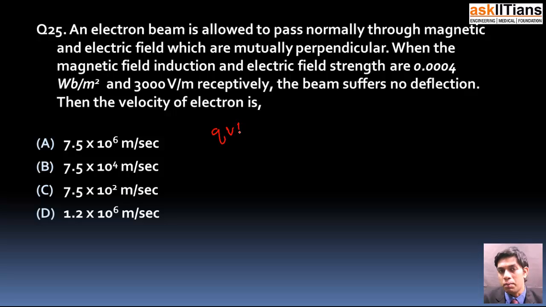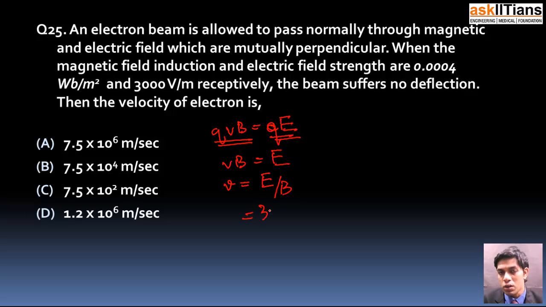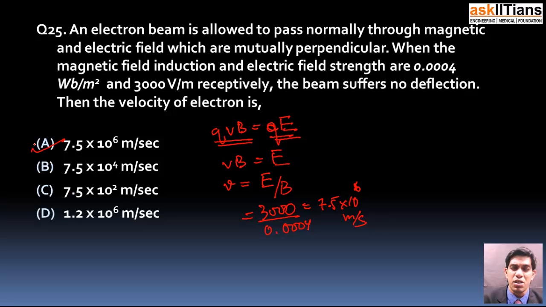Hence, QVB is equal to small e times capital E. This is the magnetic force, this is the electric force. Now, VB is equal to the electric field. So, velocity or the speed comes out to be electric field divided by the magnetic field. So, it's equal to 3000 divided by 0.0004, which comes out to be 7.5 into 10 to the power 6 meter per second. Hence, A, 7.5 into 10 to the power 6 meter per second is the correct answer.